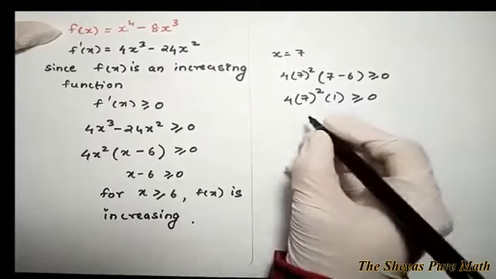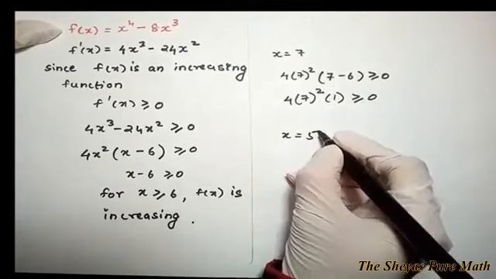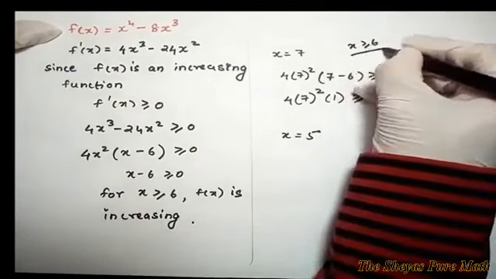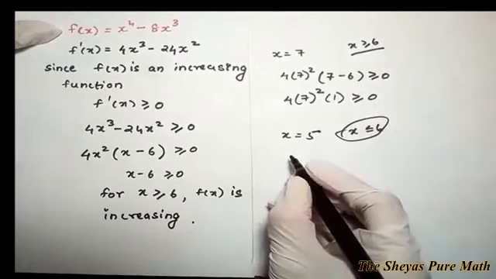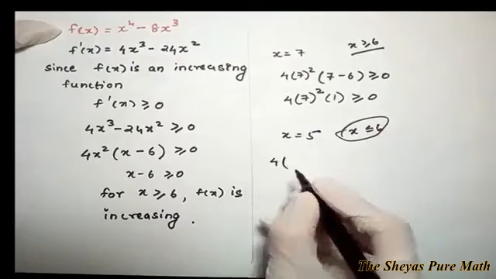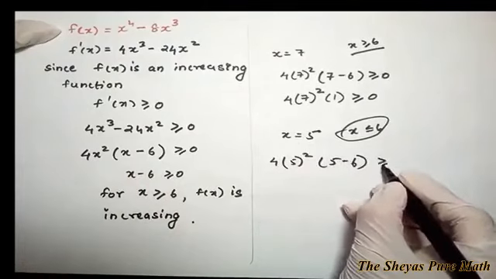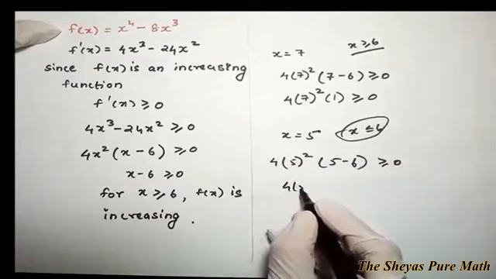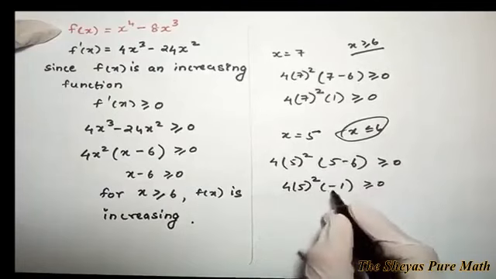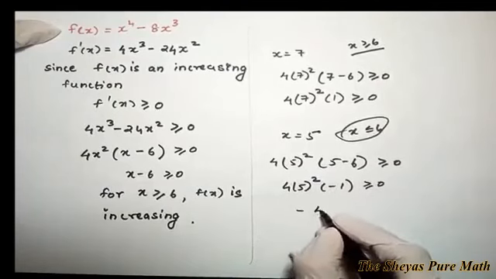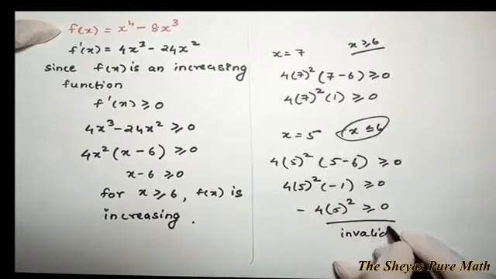Suppose you are taking any value less than 6, for example 5. So here we have taken a value which is greater than or equal to 6, and here we are taking a value which is less than or equal to 6, for example, x is equal to 5. So substitute here in f dash of x. So 4 into 5 square, 5 minus 6 is greater than or equal to 0. Just see here. So this will definitely be a positive value, but 5 minus 6 is a negative value. And if we multiply anything with a negative value, we will not get 4 into 5 square, which does not satisfy this inequality. So this condition will become invalid.